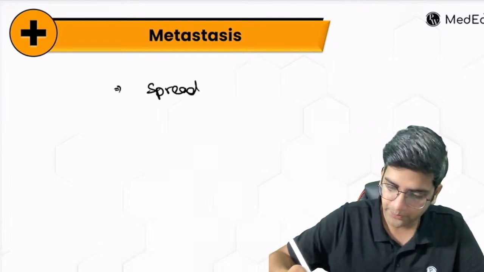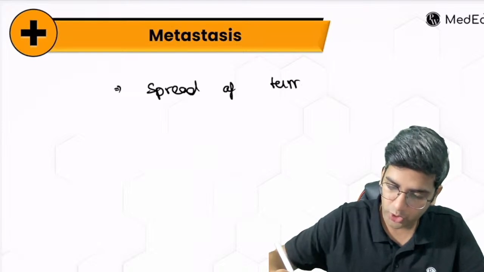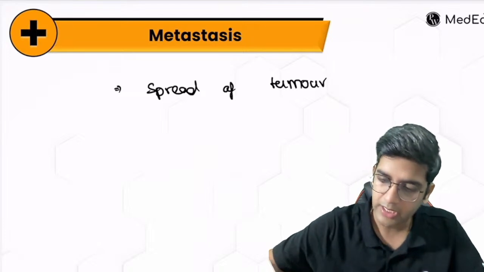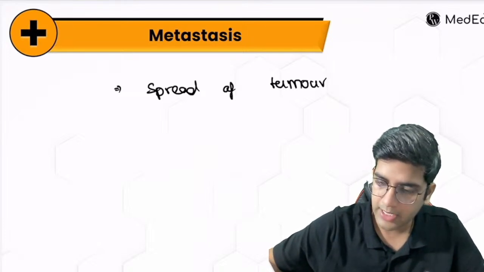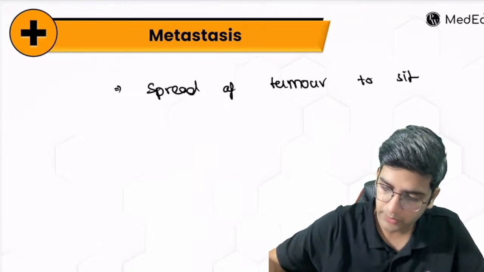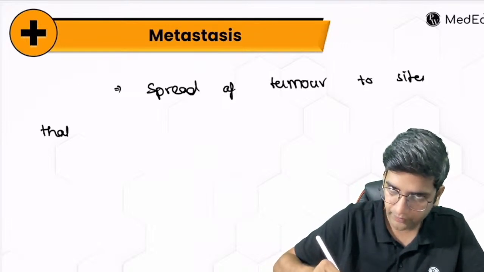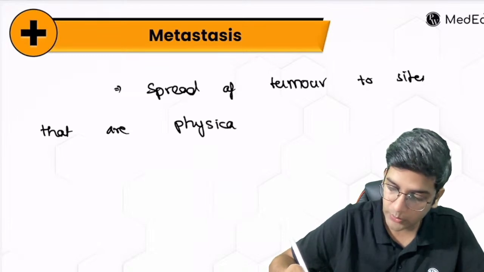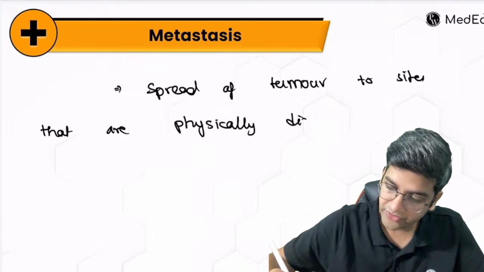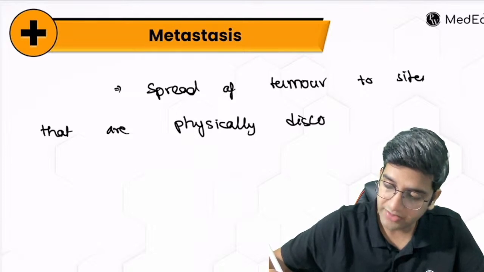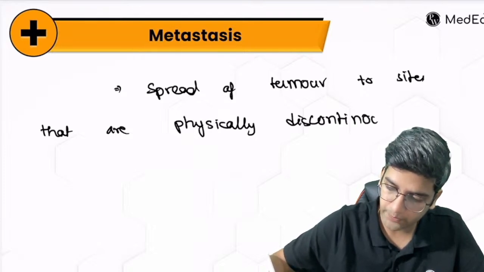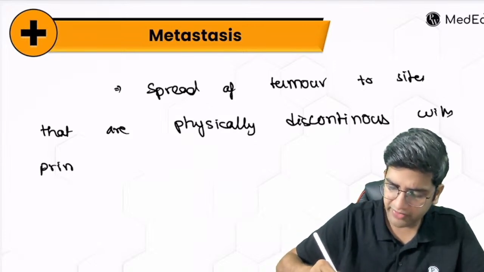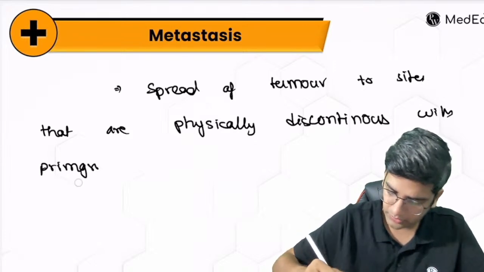What you said was right, okay? Spread of a tumor. You can write tumor or you can put cancer. That's more than okay. And two sites, that's more important, that are physically discontinuous. That's very, very important. It's physically discontinuous with the primary tumor of origin. I'll tell you what I mean by physically discontinuous here.